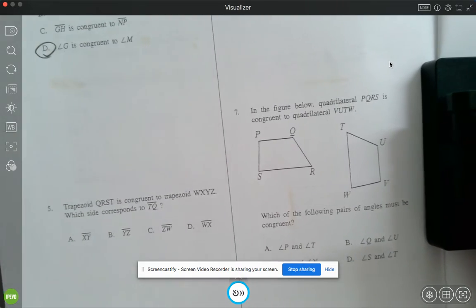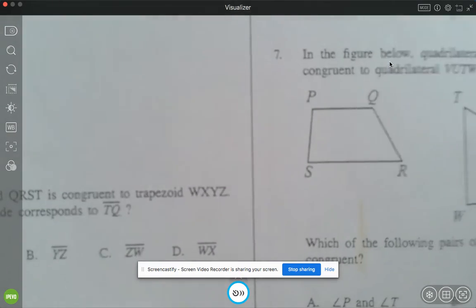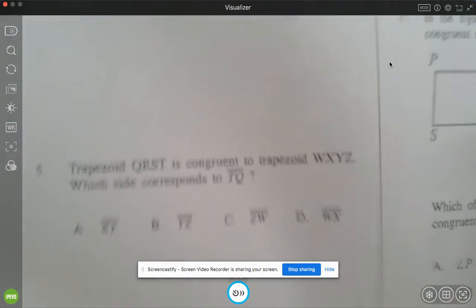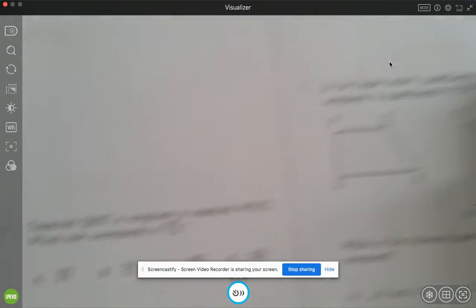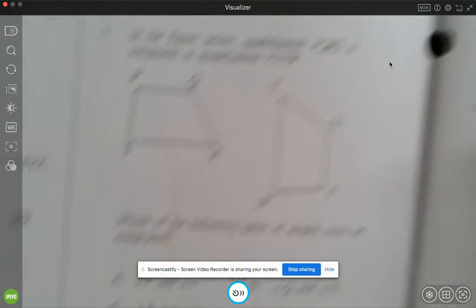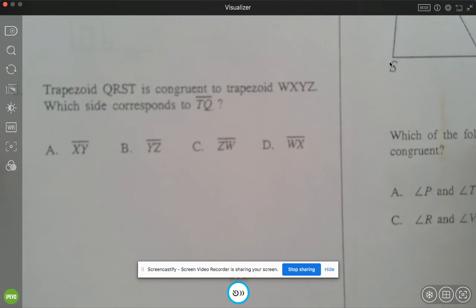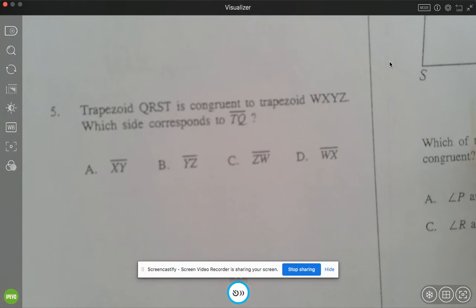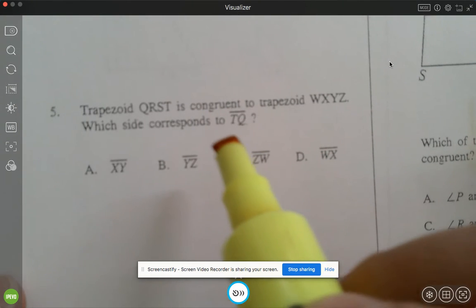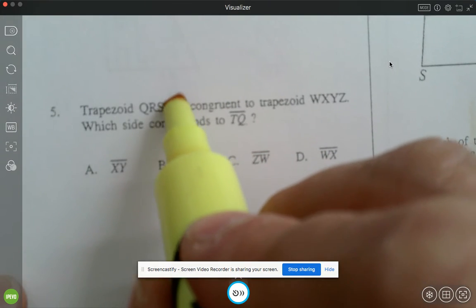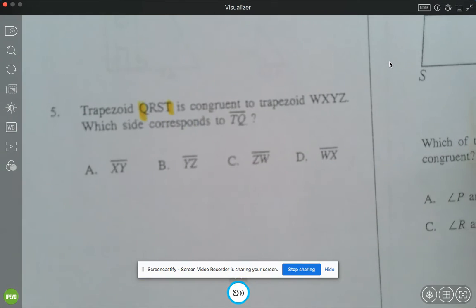Number 5, trapezoid is congruent. We have 2 of these. What is also congruent to TQ? Sorry, let me just move this around here. What is congruent to TQ? So I'll help you a little bit with that. So TQ in this trapezoid, TQ. So what is congruent to TQ?